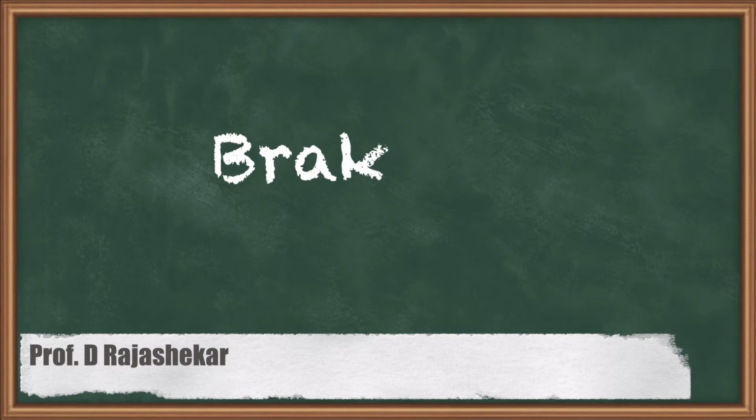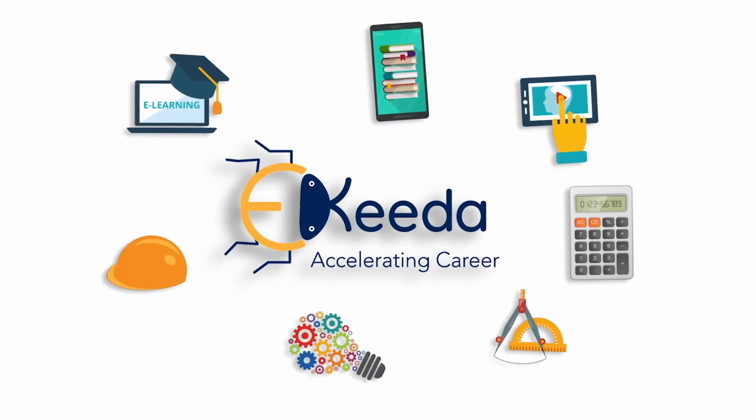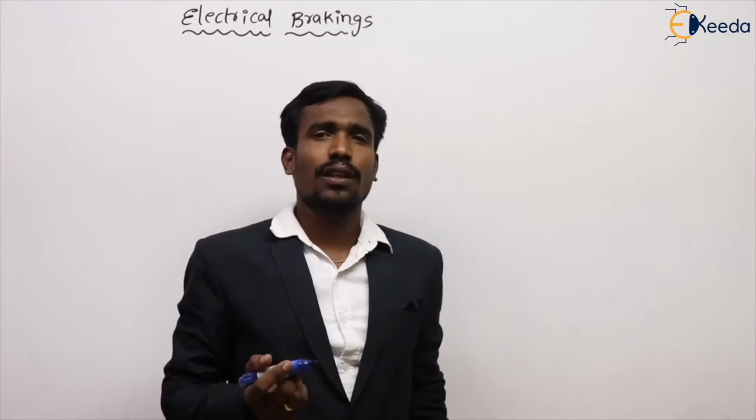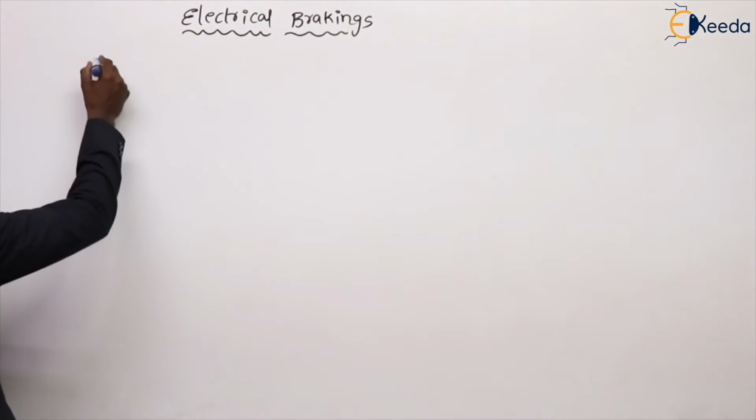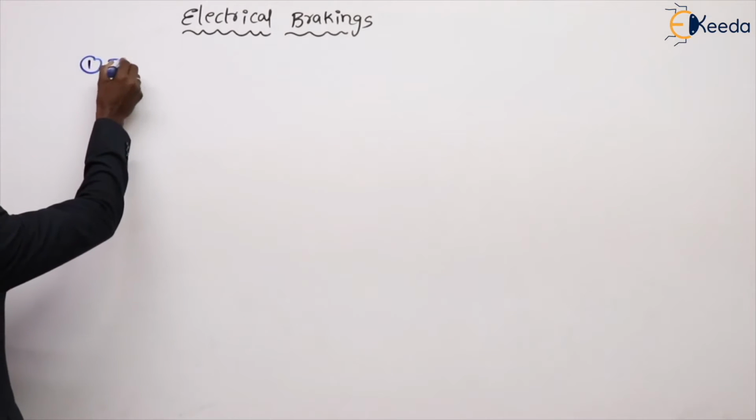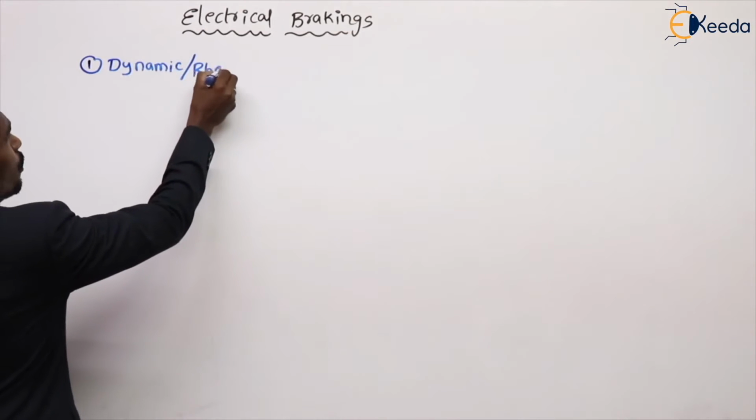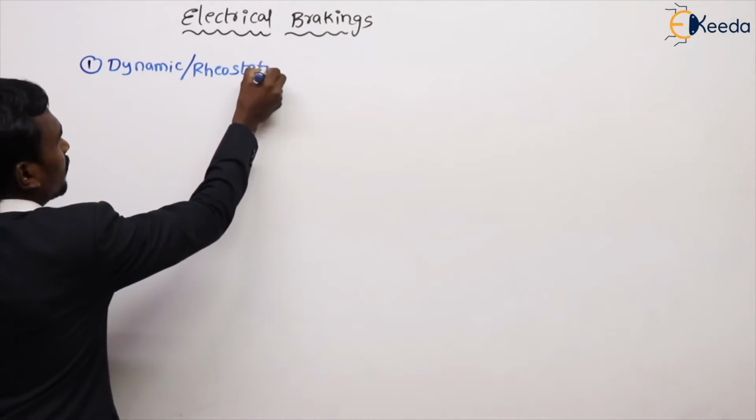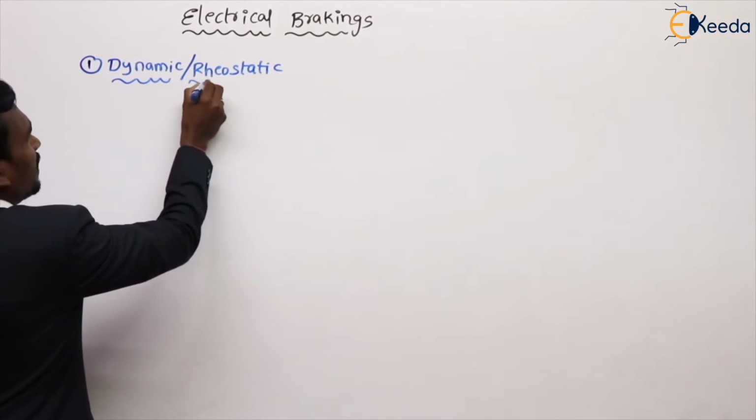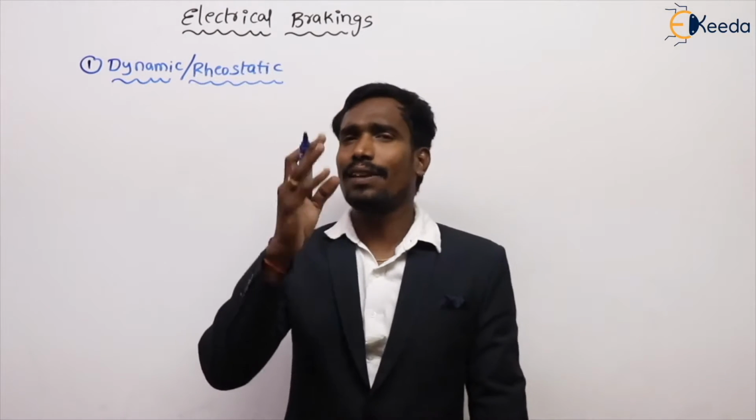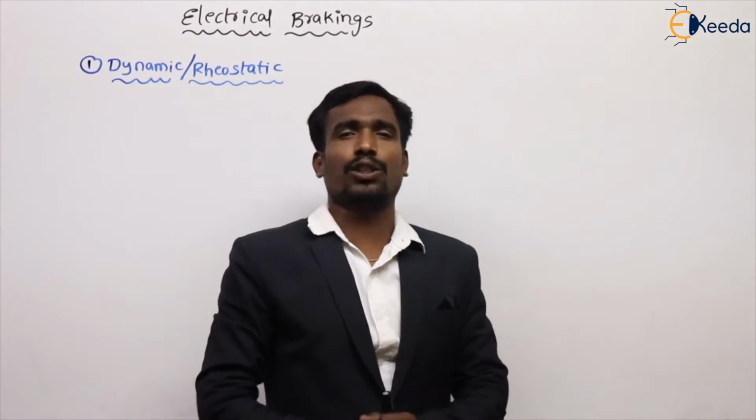Hi friends, in this video we are going to discuss electrical braking. Generally, in our DC machine, we have three types of braking. One is called dynamic braking, or this is also called rheostatic braking. The next one is plugging, and the next one is regenerative braking. Like that, we have three types of braking in our DC machine.